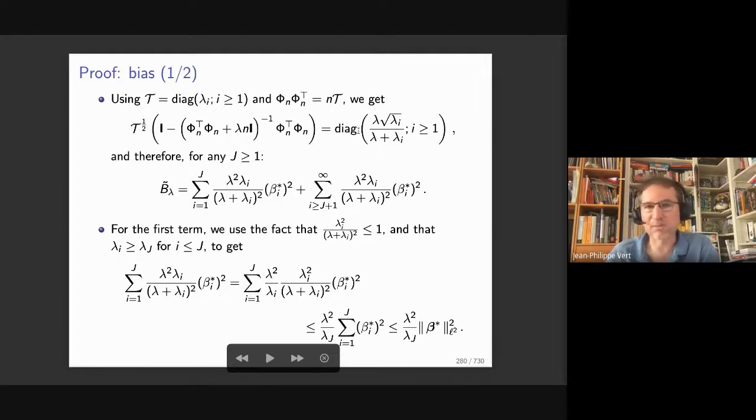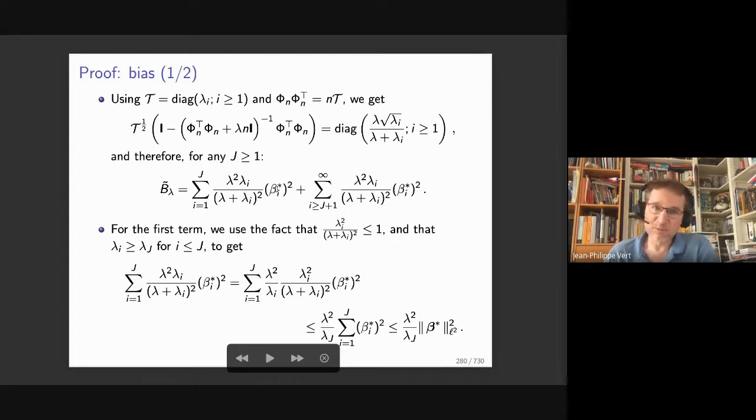Think of it as a diagonal matrix of infinite size. And the diagonal term is lambda times square root of lambda_i over lambda plus lambda_i. So what we have now is that we can rewrite the bias term as a sum for i equal 1 to infinity of these squared diagonal terms times beta_i squared.